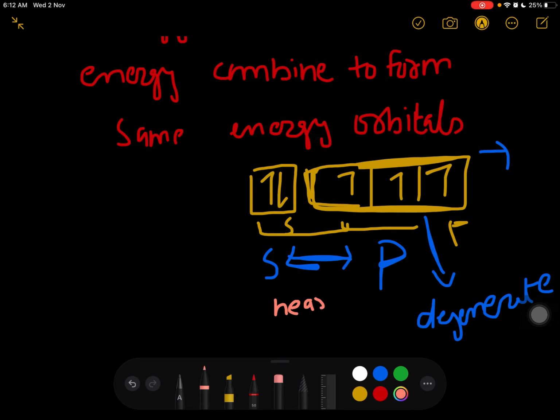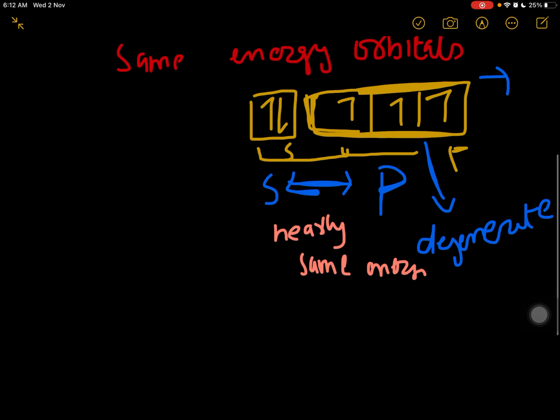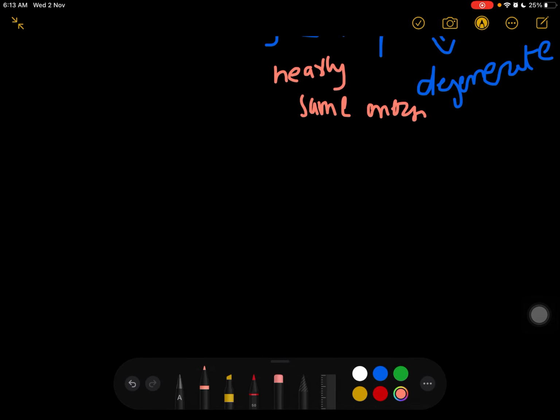They have nearly the same energy. It means they can combine together and form same energy orbitals. Like in my previous video I talked about how same bond length and same energy means they will form the same bond length and same bond energy in the molecule. So now let's understand this with the help of CH4.